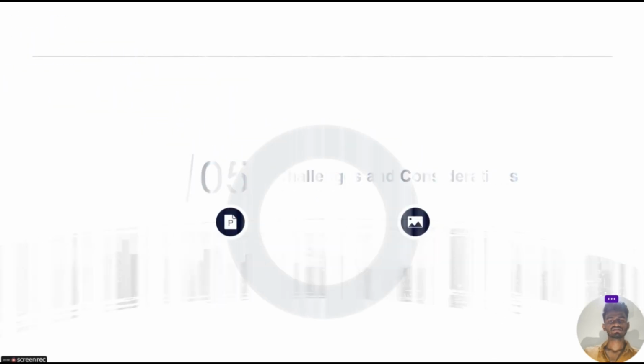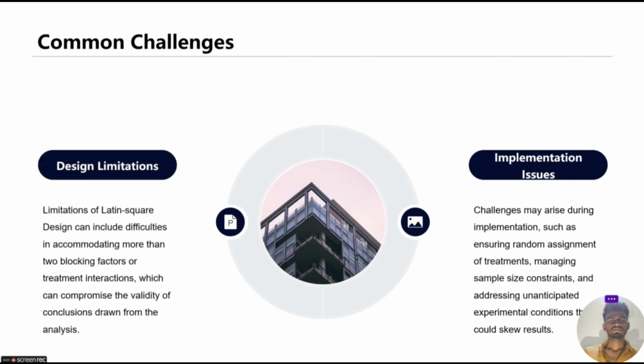Challenges and considerations. Common challenges: design limitations. Limitations of Latin square design can include difficulties in accommodating more than two blocking factors or treatment interactions, which can compromise the validity of conclusions drawn from the analysis. Implementation issues. Challenges may arise during implementation, such as ensuring random assignment of treatments, managing sample size constraints, and addressing unanticipated experimental conditions that could skew results.